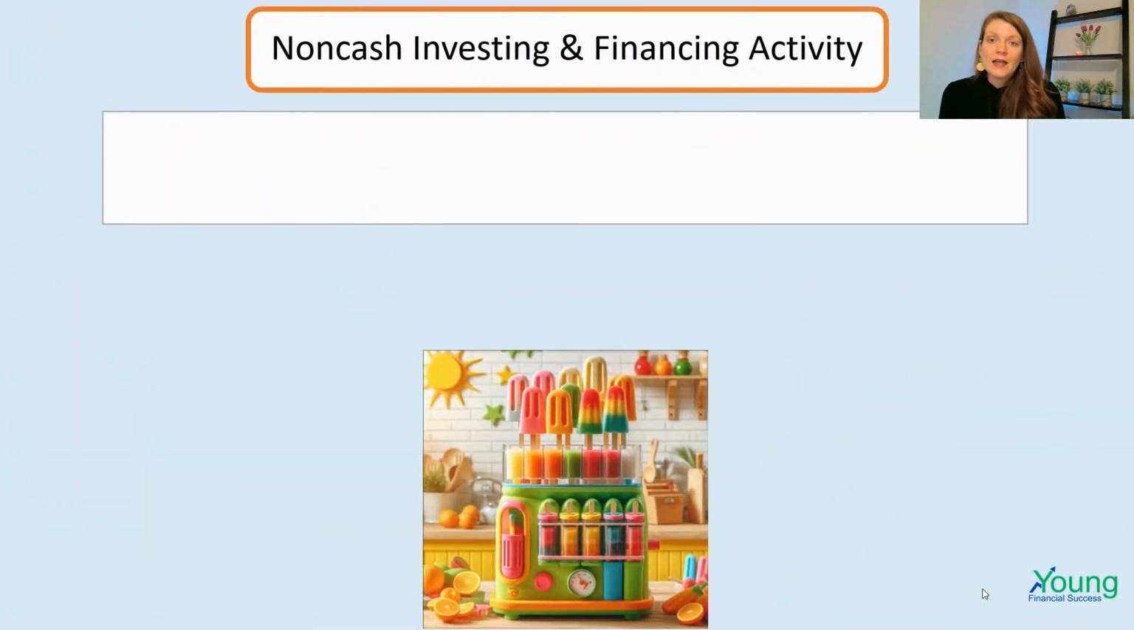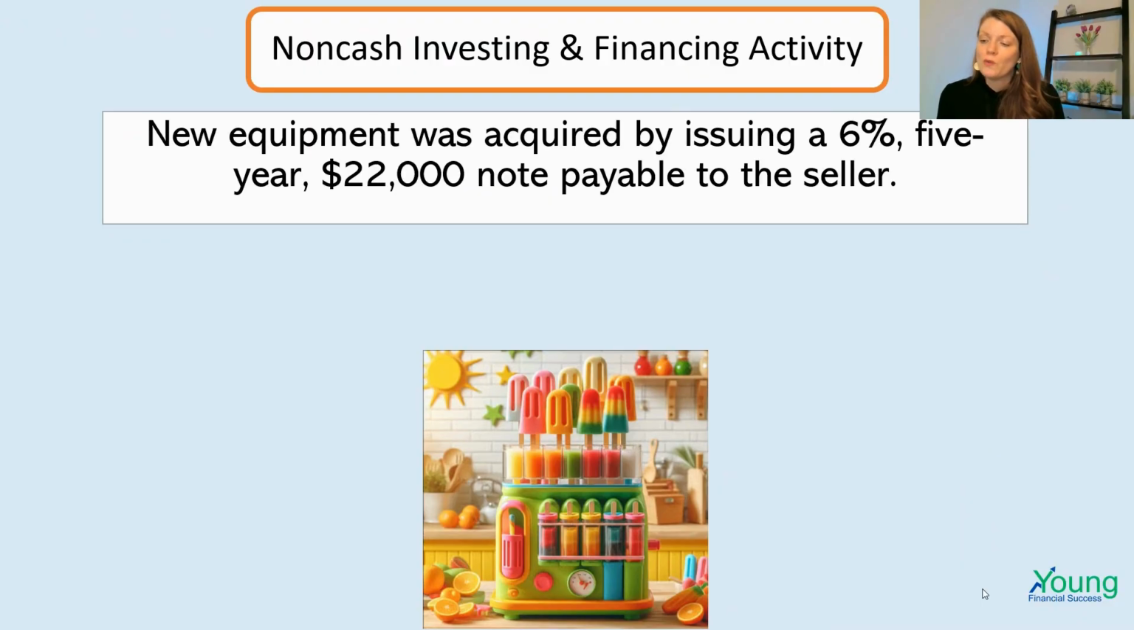Now we want to look at some non-cash investing and financing activities. So we see over in the additional information that new equipment was acquired by issuing a 6% 5-year $22,000 note payable.